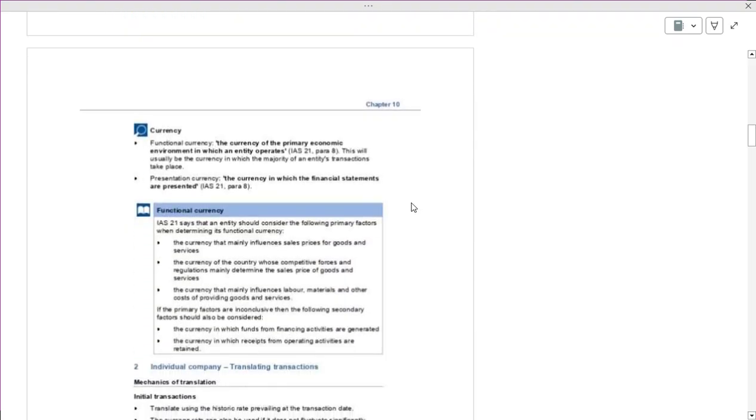Now, what is the currency? You have the functional currency and the presentation currency. Here you have to be a little careful. The functional currency is the currency of the primary economic environment in which the entity operates, usually the currency in which the majority of the entity's transactions take place. In our country, the Omani Riyal is the functional currency, and it is also the currency in which the financial statements are presented.